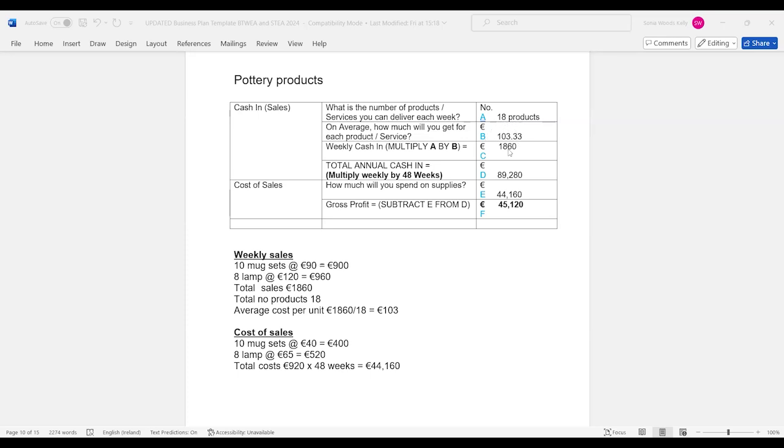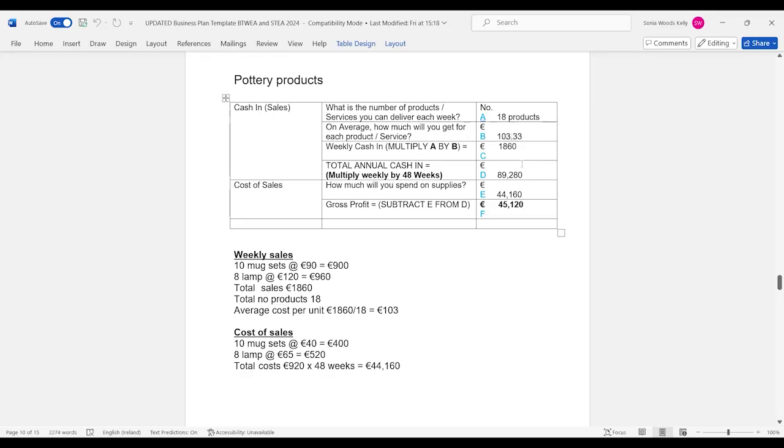So if I divide my predicted sales for the week, which is 1,860, by my number of products, which is 18, I get 103 euros. So this middle bit here is got by dividing 1,860, my predicted weekly sales, by the number of products, 103.80.